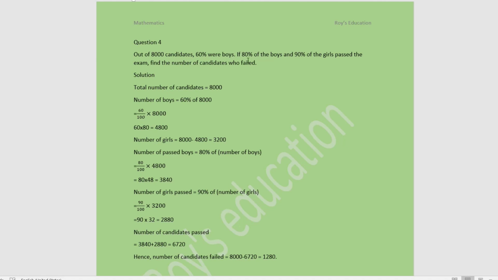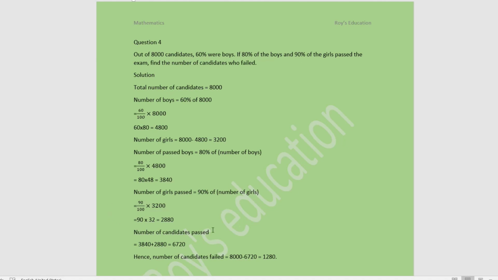And now what is given in the question? If 80% of the boys and 90% of the girls passed in the exam, so in that case the number of boys passed in the exam is what? 80% of 4800, that means 3840, because here it is telling that 80% of the boys passed in the exam. So we have already calculated the number of boys. So 80% of 4800, we are getting 3840. So this is the number of boys who passed in the exam.